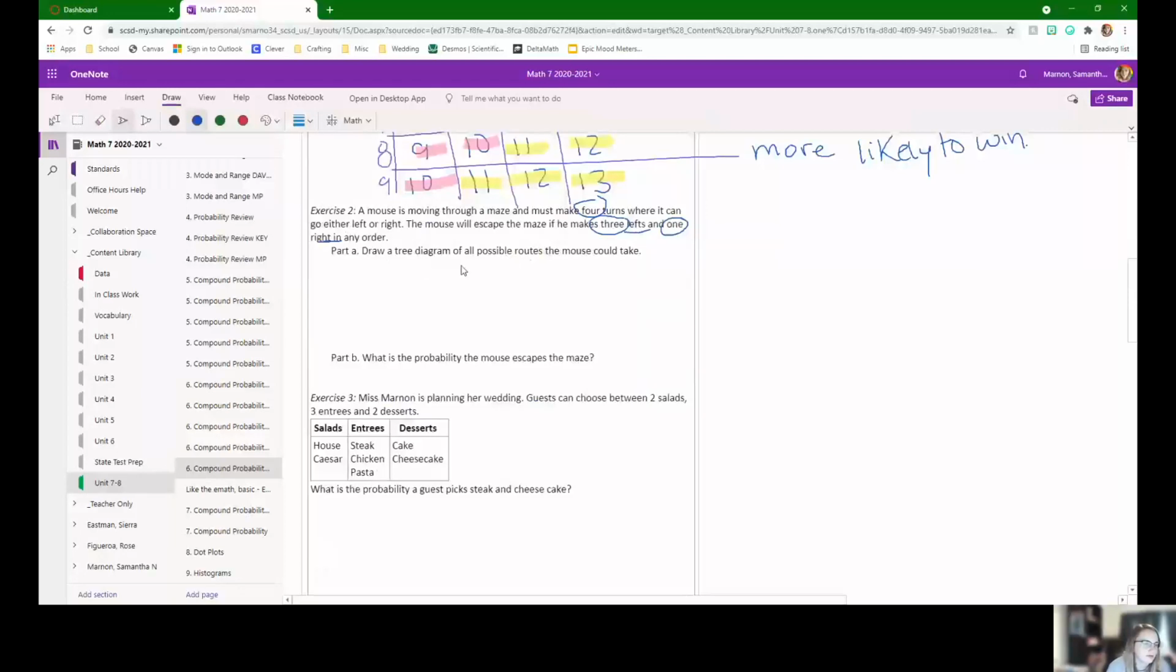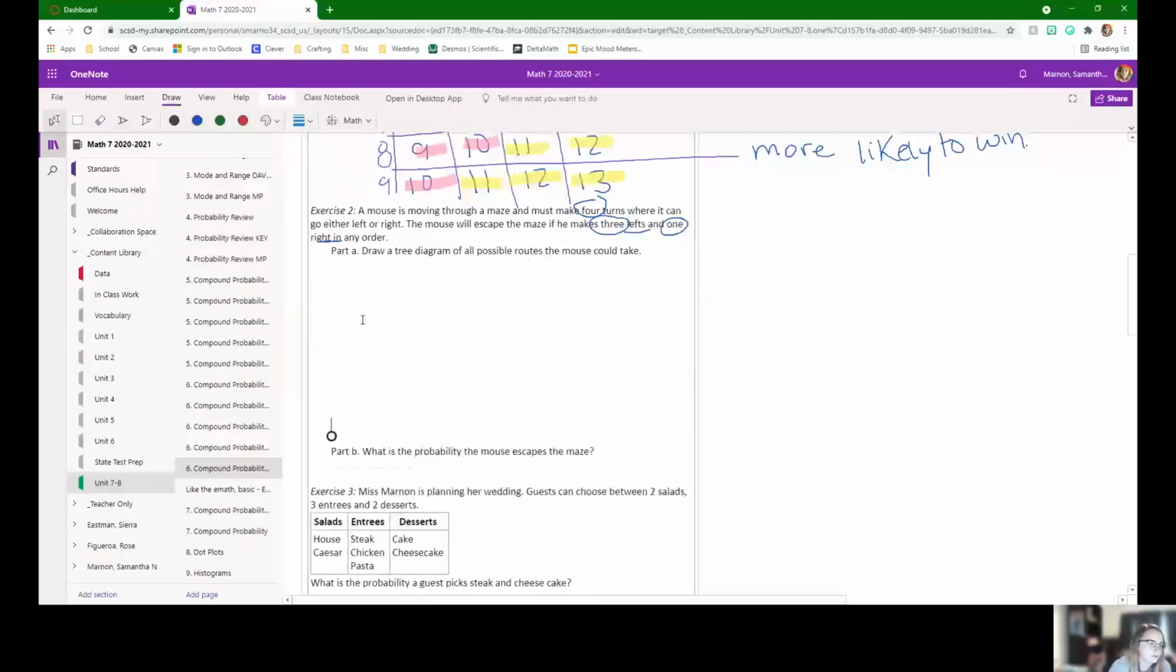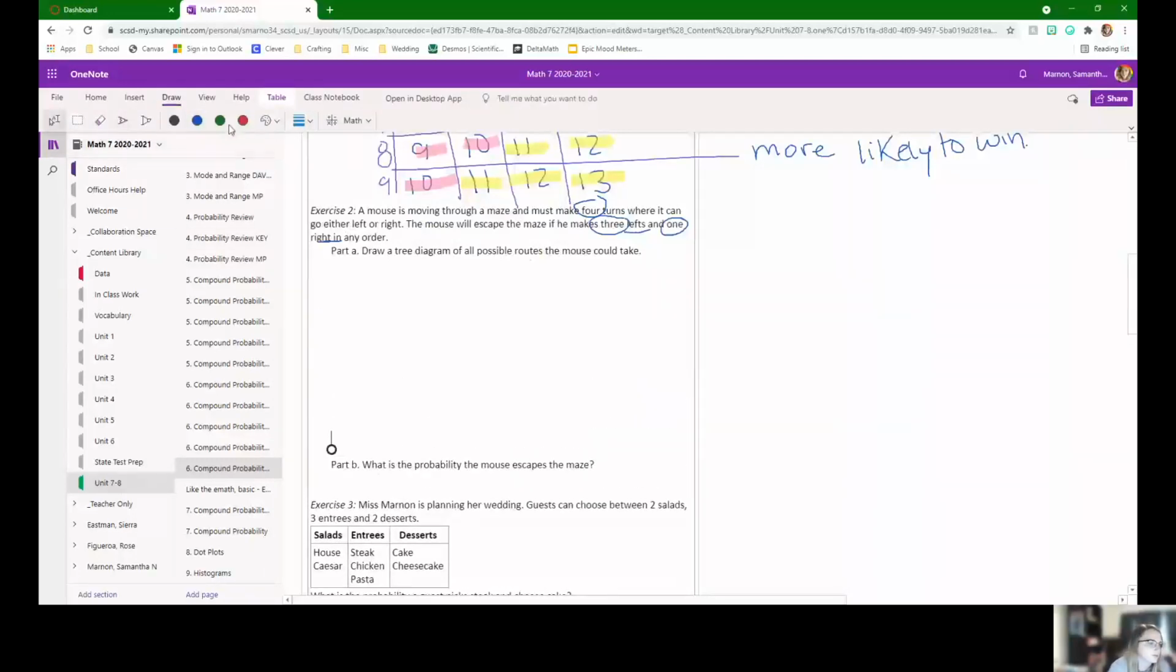Let's draw a tree diagram of all possible routes he could take. So I'm going to make this a little bit bigger, give myself some space because I know we have to make 4 turns. So first one, the mouse has to pick left or right. Pause the video and see if you can draw the tree diagram with the next 3 turns he makes.